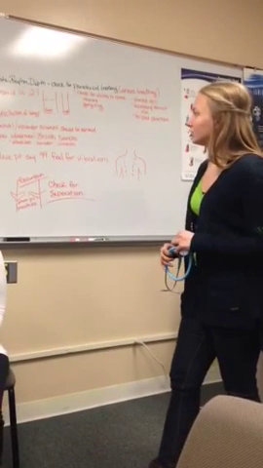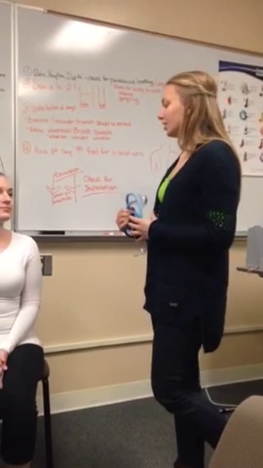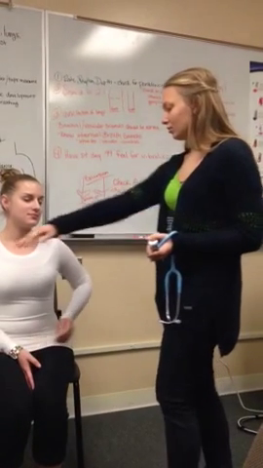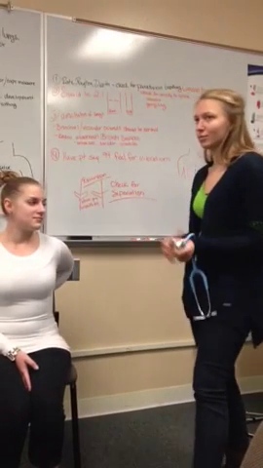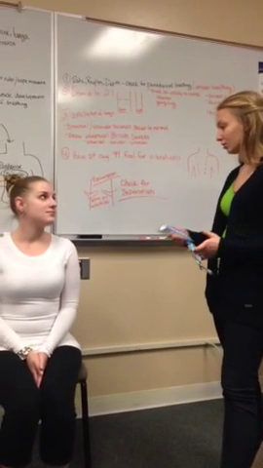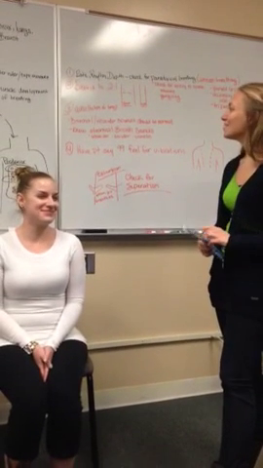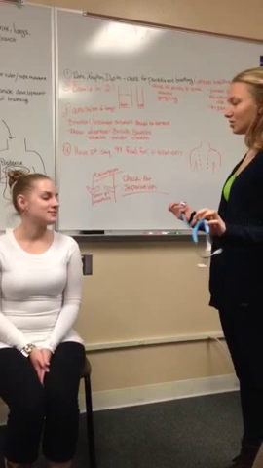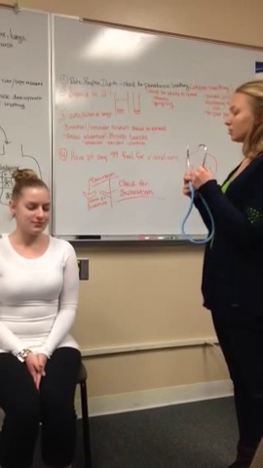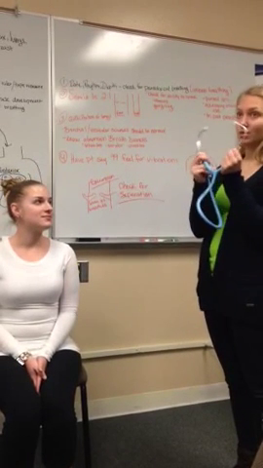And then you want to check the AP ratio of the chest. So it should be like 2 to 1. So you want to check for barrel chest and air trapping, which she clearly does not have. And then you just want to go into auscultating the lungs. So remember to put your stethoscope in correctly.